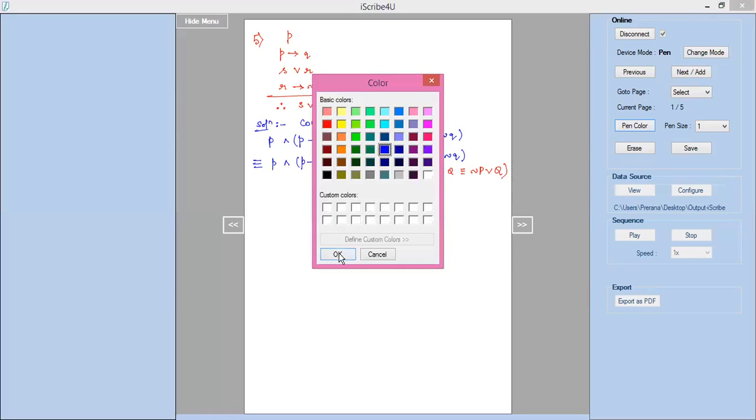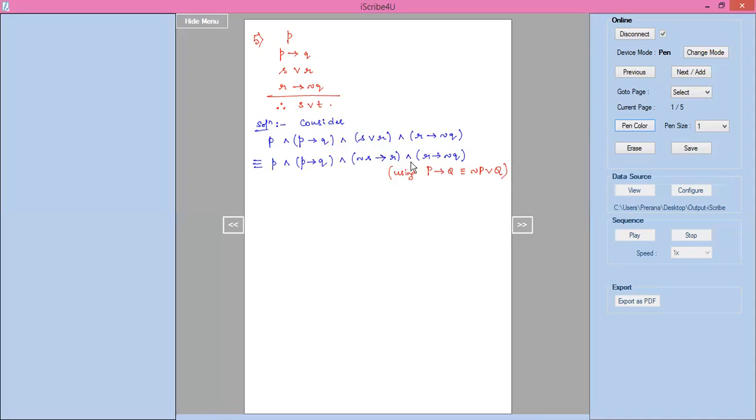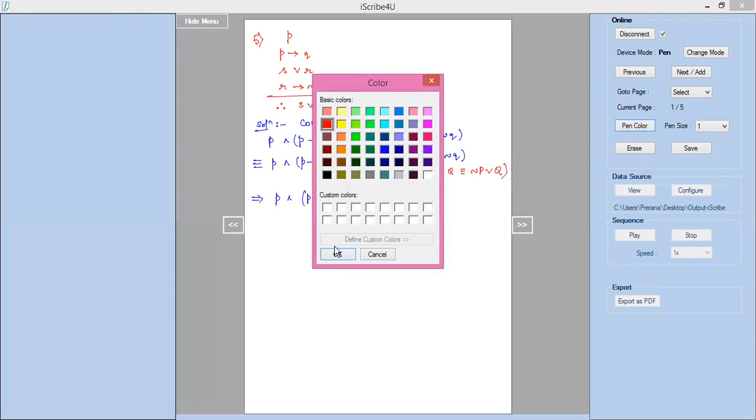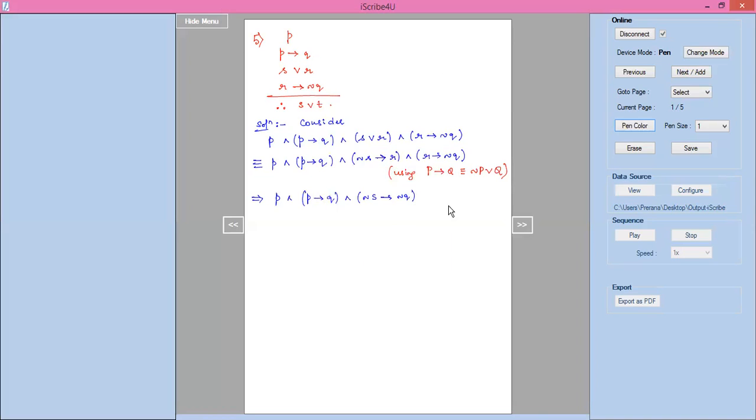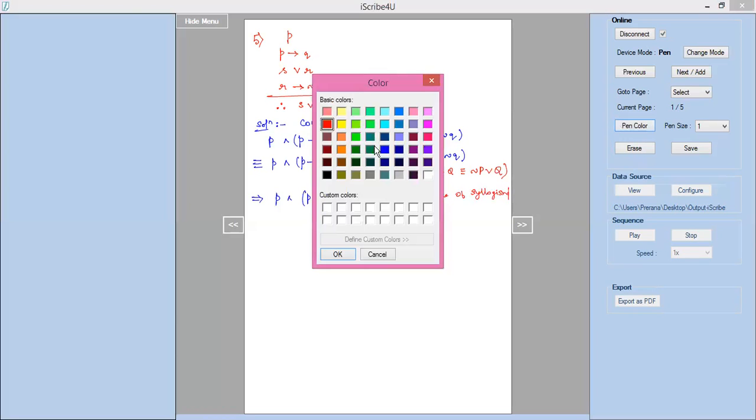Now, in the next step, we can club these two expressions by applying the rule of syllogism. We can club these two and write down negation S conditional negation Q. So this implies for us P and P conditional Q and negation S conditional negation Q. Here we have clubbed and obtained this by applying the rule of syllogism.